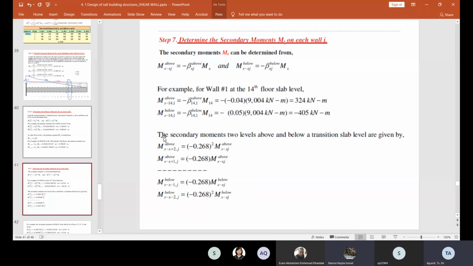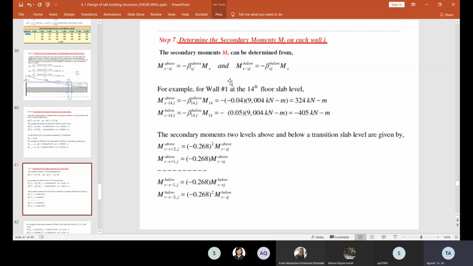Next slide, to determine the secondary moment. In this analysis, first we have the external moment, and then the external moment will be transferred to the wall, become the primary moment and secondary moment. So the internal moment inside the wall consists of the moment primary plus moment secondary. So the next step is to determine the secondary moment.